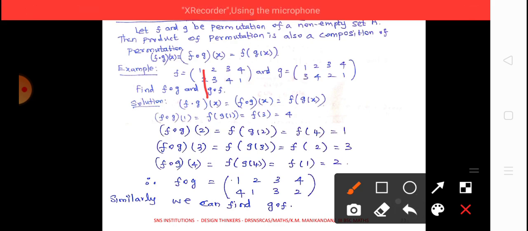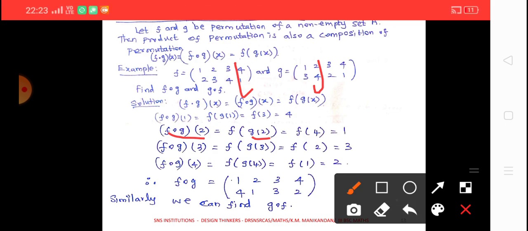Similarly, we can find f composite g of 2. f composite g of 2 means f of g of 2. The image of 2 under the mapping g is 4. You write here 4. Then f of 4. So we find the image of 4 under f. This is equivalent to 1. So therefore f of 4 equals 1.